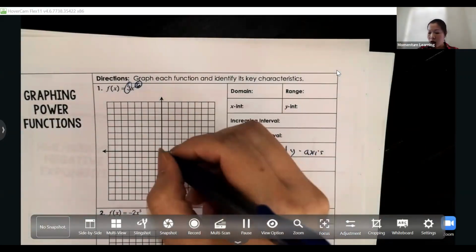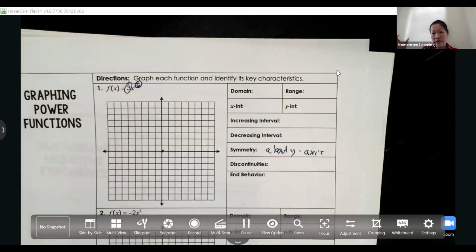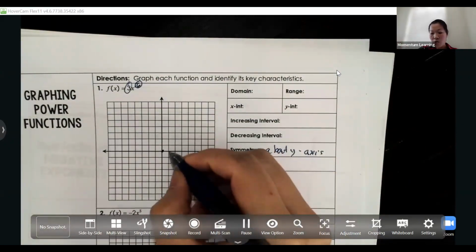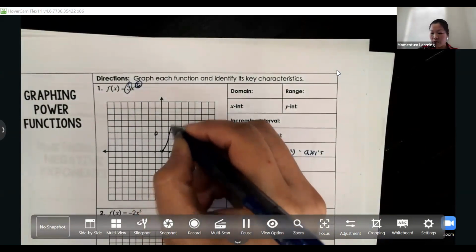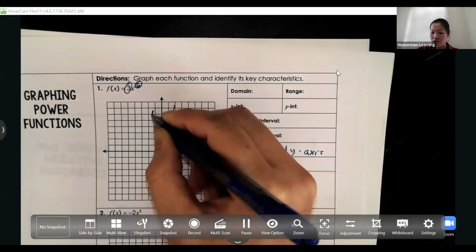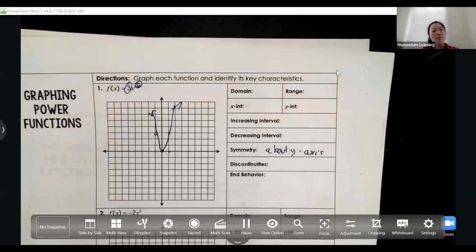There's no up and down shift and no left and right shift, so the graph is going to stay at the origin. Then plug 1 in, you get a 3. Plug in -1, you get a 3. The rest would be points you can plug in, but that's more than enough.